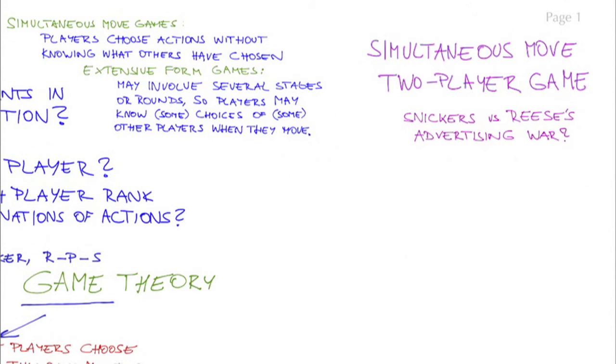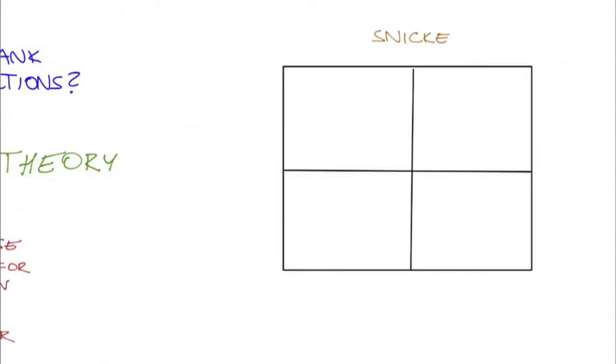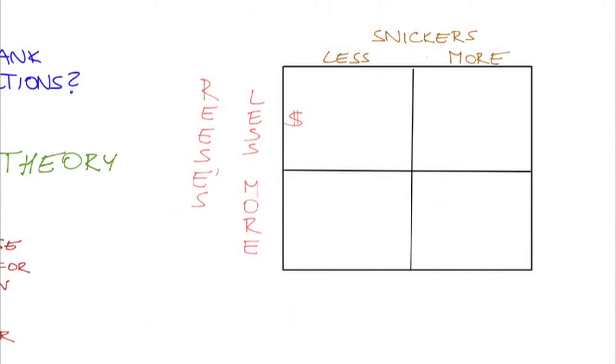Now, let's represent this game in a table. Who are the players? Snickers and Reese's. What actions are available to them? Snickers can choose to advertise less or more, and Reese's has the same actions available. And what are the players' preferences regarding various combinations of choices?